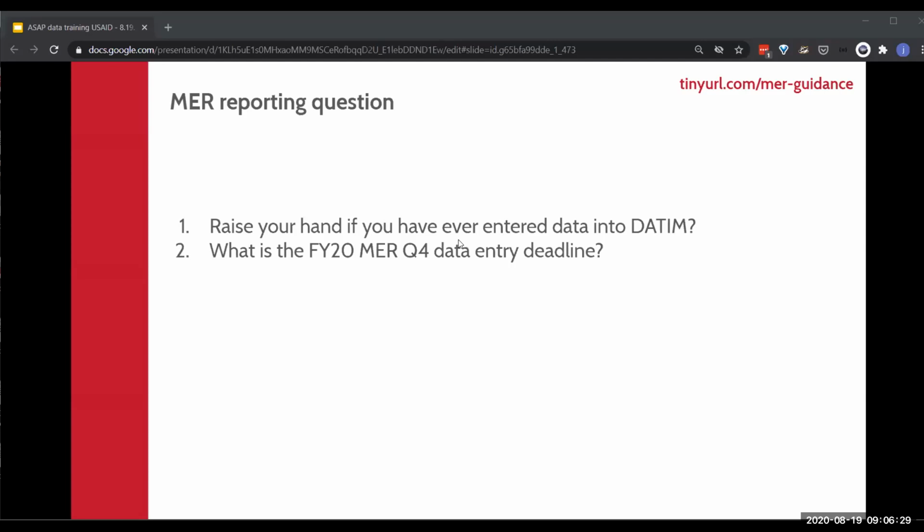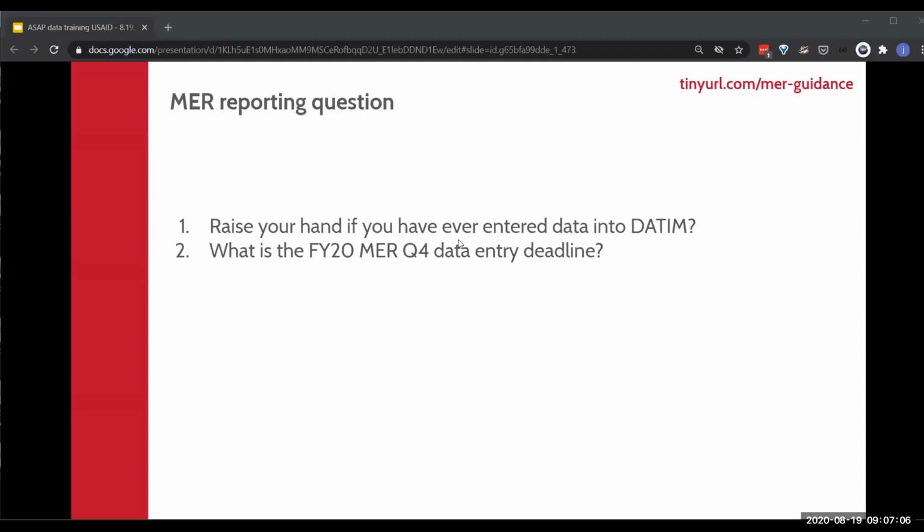However, you might have an internal deadline that comes to you from your AOR, COR, or the SI team that you're working with in the mission. Usually they won't ask you to enter data before October 1st, because if you think about it, Q4 ends on September 30th. That's the last day of Q4. And so it wouldn't make a whole lot of sense to enter the data before then. So in fact, I made a mistake. It's November 13th, Friday the 13th, not the 15th. It's the 13th. So that's the last day that you can enter data in.